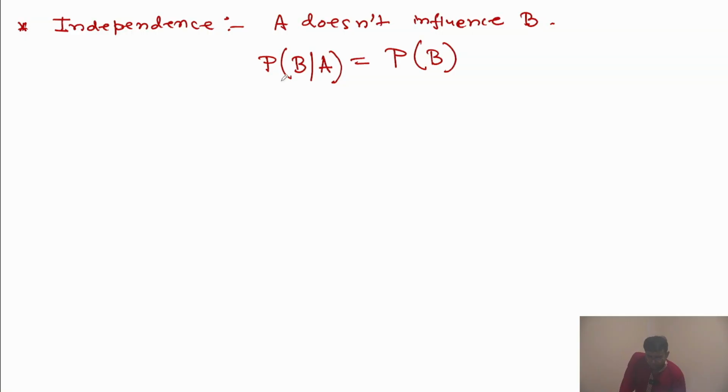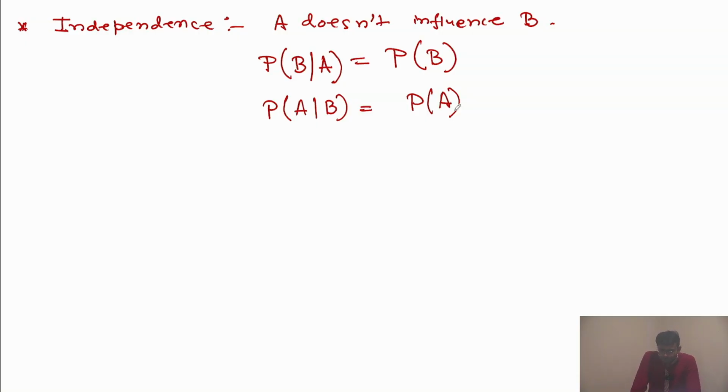Because in mutually exclusive events, if one happens, the other will definitely not happen. So it is not about whether it is head and tail or not, you have to think about it holistically. Keep that in mind. The probability of B given A is equal to the probability of B, that is the definition of independence. Similarly, the probability of A given B is equal to the probability of A. That will also hold.